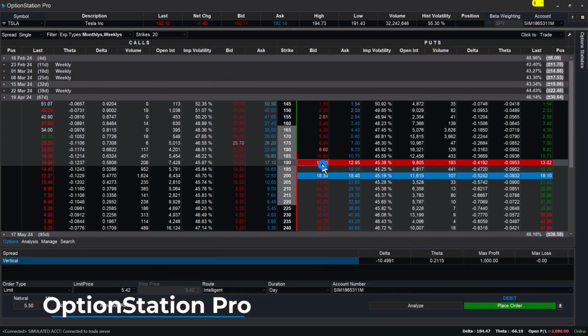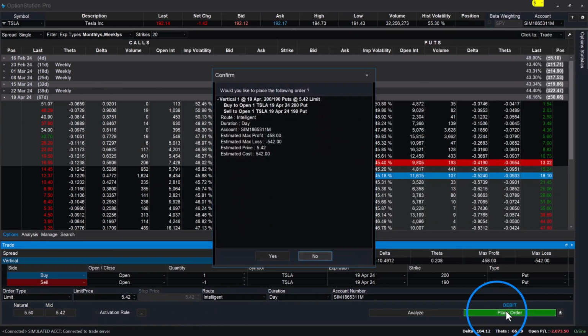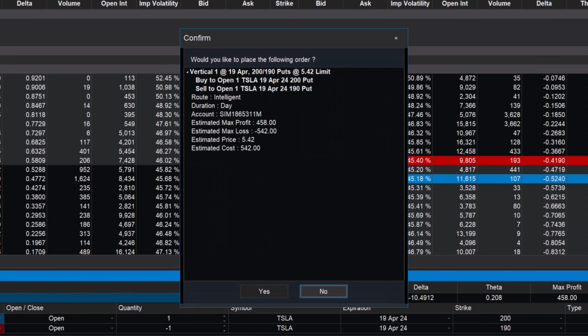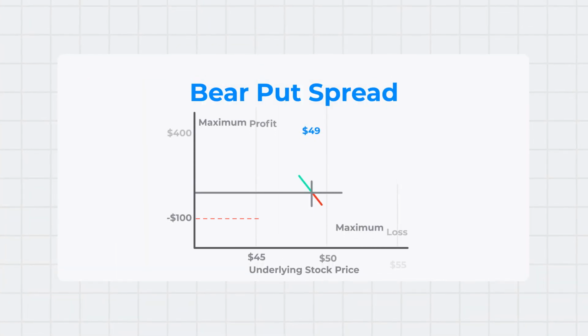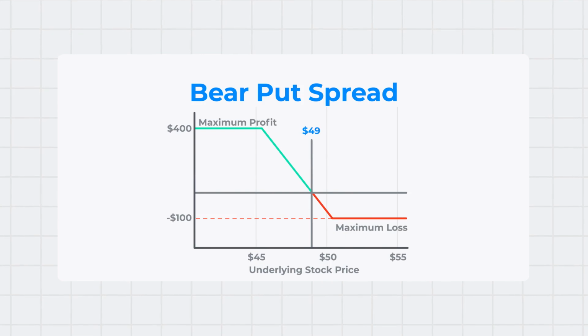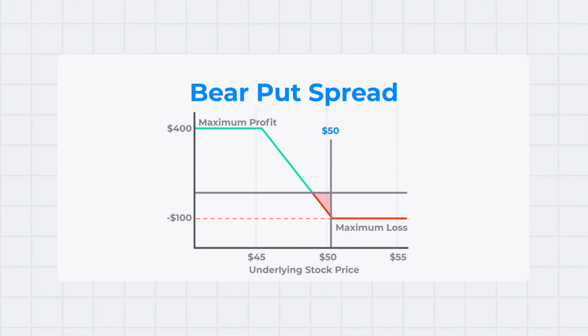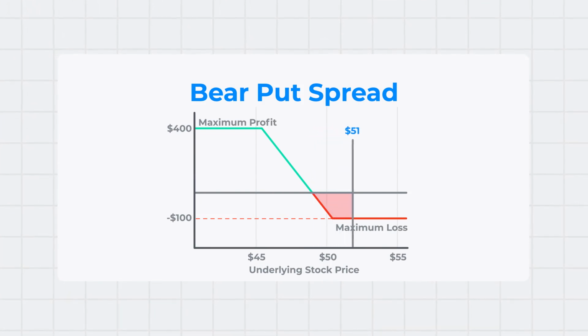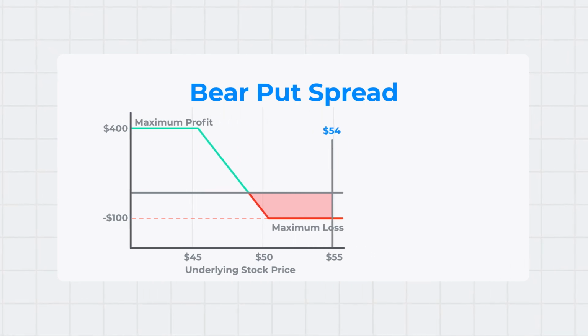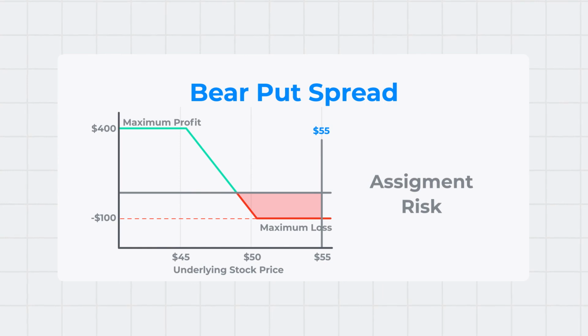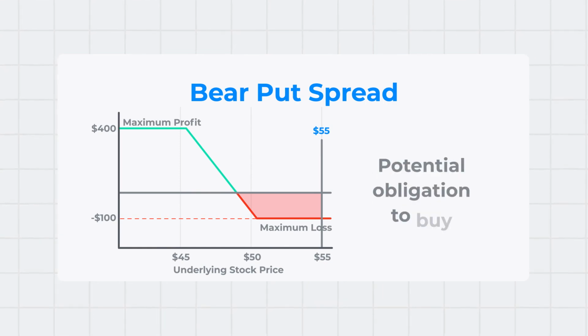But the premium collected from the sale of the put offsets the cost of buying the long put, making it more economical. This lower cost can lead to a higher rate of return compared to the long put strategy. Of course, no strategy is immune from losses. If the price of the underlying rises above the long put strike and the options expire, the bear put spread will lose the premium paid. Option sellers also face assignment risk, potentially requiring the exercise of long calls to cover the assignment.